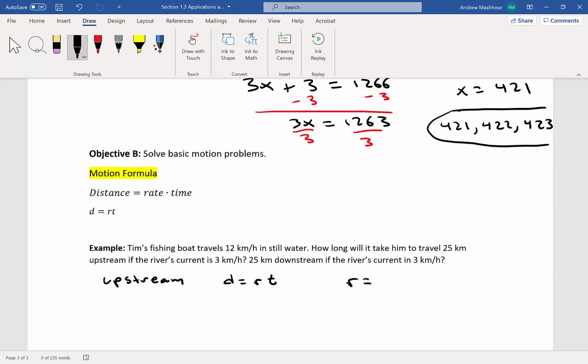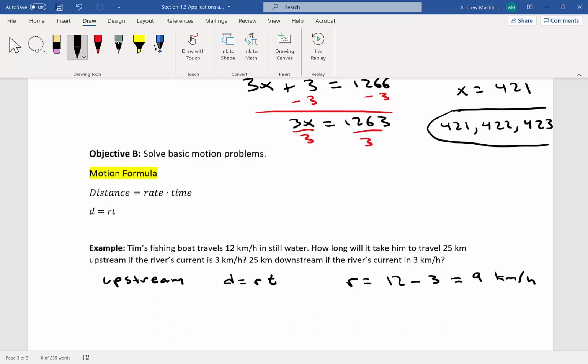So in still water, the boat travels 12 kilometers per hour. Now since it's going upstream, it's hurting our speed, so we're going to subtract the speed of the current. So the rate of this boat going upstream is 9 kilometers per hour.